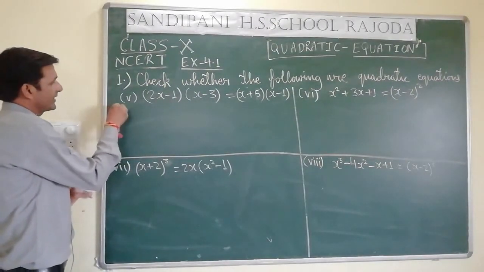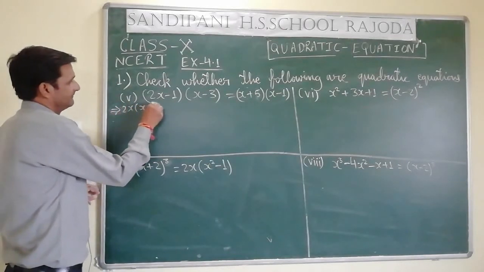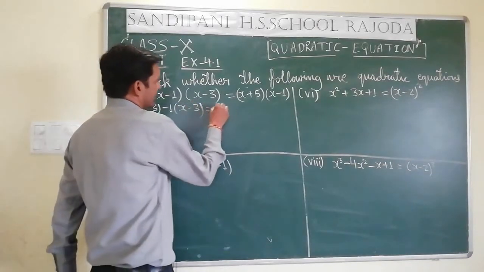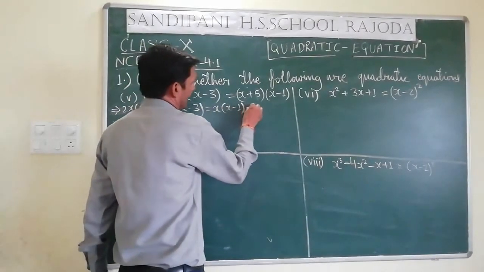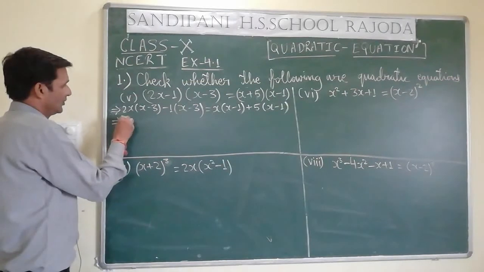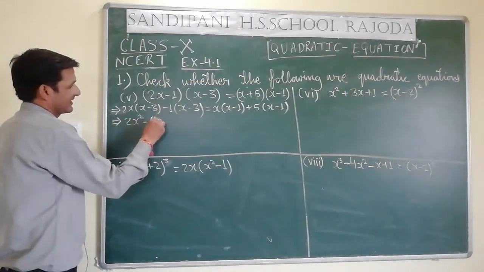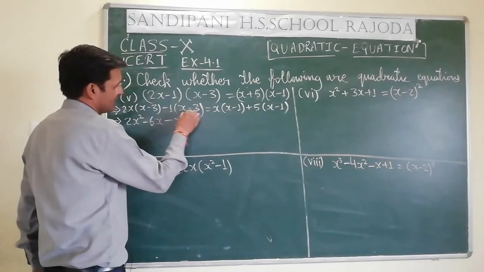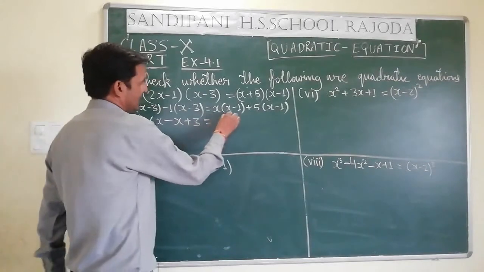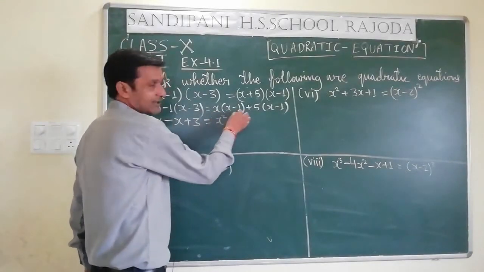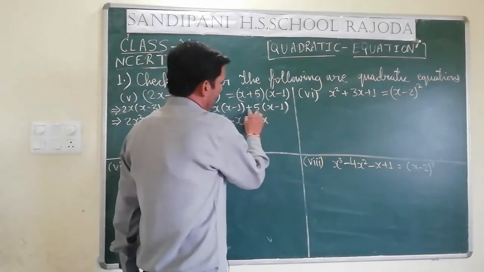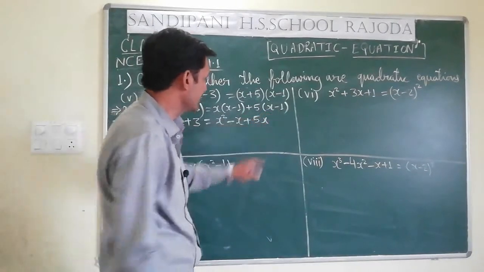2x into x minus 3, minus 1 into x minus 3, is equal to x into x minus 1 plus 5 into x minus 1. So it will be equal to 2x square minus 6x minus x, and this minus multiplied by minus will be a positive sign, 1 into 3 is 3, is equal to x into x, that is x square, minus x into 1, that is x, plus 5 into x, that is 5x, and now plus 5 into minus 1. So plus into minus is minus, and 5 on the 5.